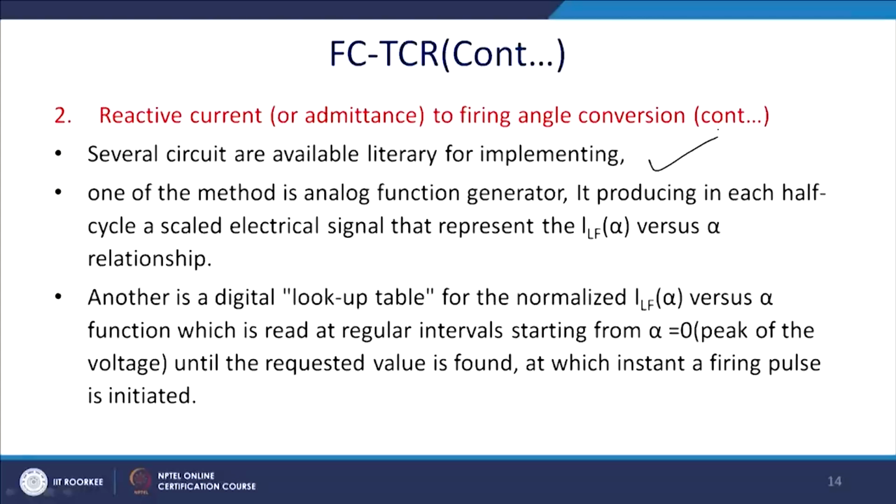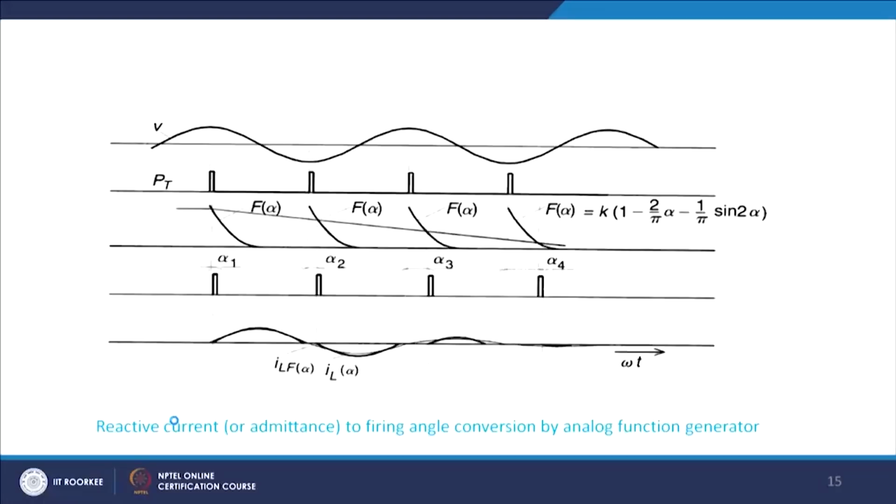One of the methods is basically the analog function generator. It will produce the half cycle scaled electrical signal represented by IFL alpha, and ultimately you can calculate the alpha. Another is a digital lookup table, for the normalized value of IFL versus alpha at a regular interval, starting from alpha equal to 0 to alpha equal to 180 degree until the requested value is found. Actually it will be searching, and at that instant the firing pulse is initiated.